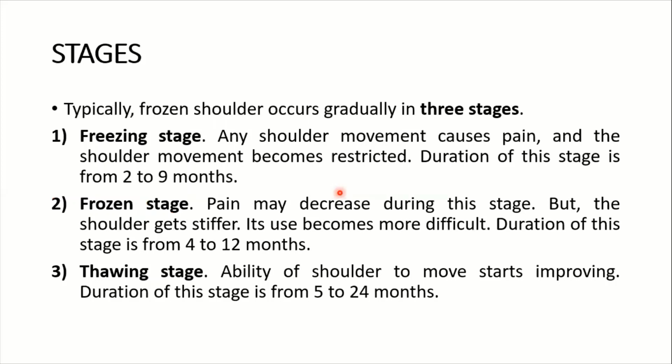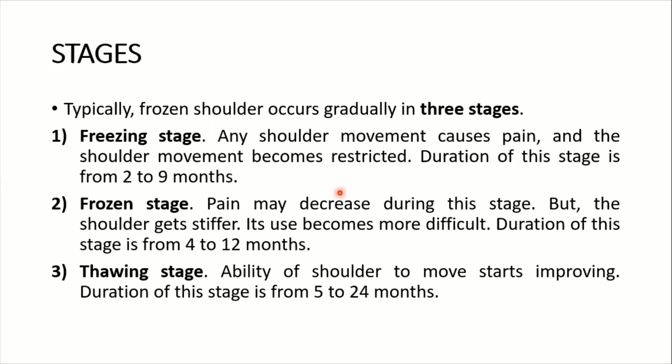So very commonly discussed and very popular amongst anatomists, the clinical anatomy, typical hallmark of orthopedics or physiotherapy, are the stages of the frozen shoulder. It typically occurs in 3 stages. First is the freezing stage, second is the frozen stage, and the third is the thawing stage. So number 1, freezing stage. What is that? Any shoulder movement causes pain and the shoulder movement becomes restricted. The duration of this stage is from 2 to 9 months.